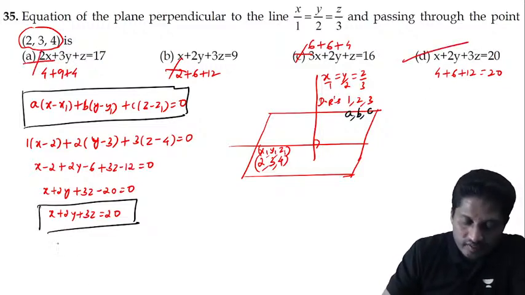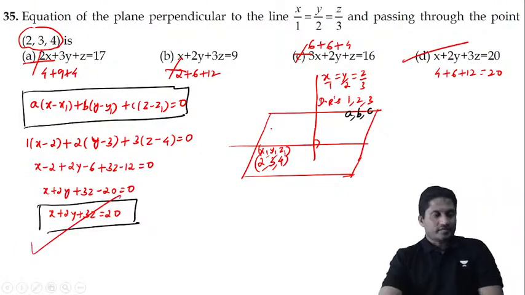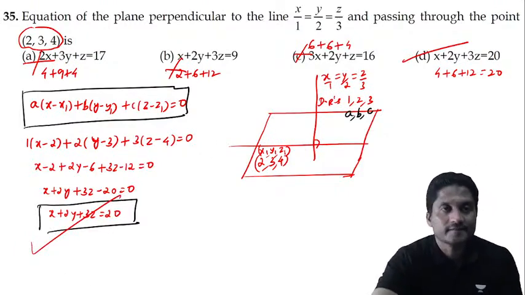You check only the answer. If you do the normal method, only D will satisfy. Let's move to the next question.